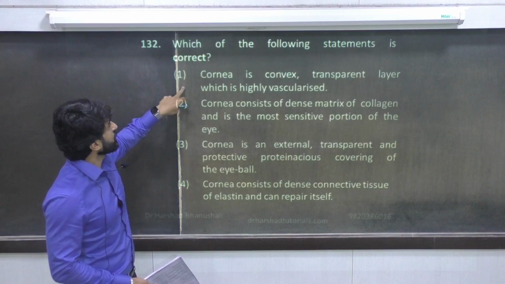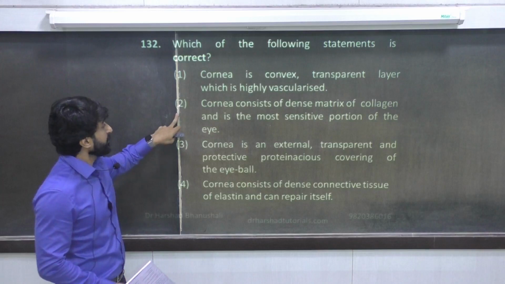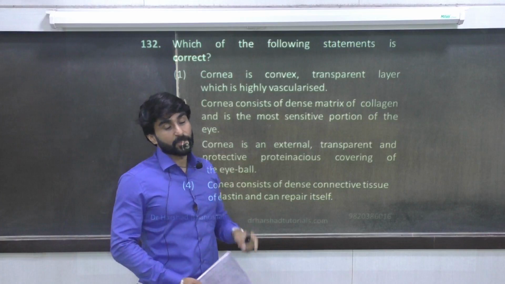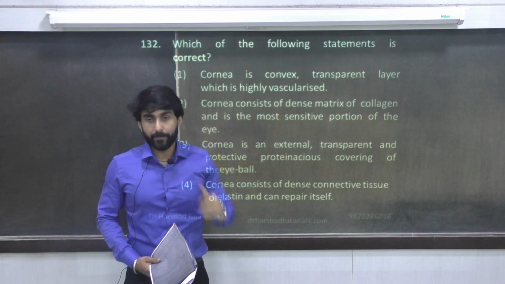They have told you to find out the correct statement. So, this is a wrong statement. The second statement: cornea consists of dense matrix of collagen and is the most sensitive portion of the eye. Correct statement. Collagen is found in the layer of cornea. If you see cornea, the top layer would be epithelium, and beneath the epithelium is nothing but a layer of collagen.